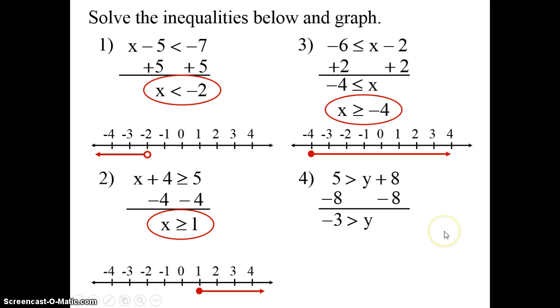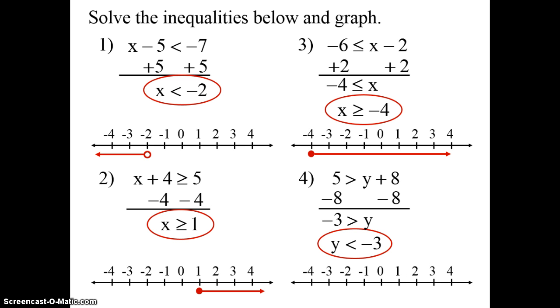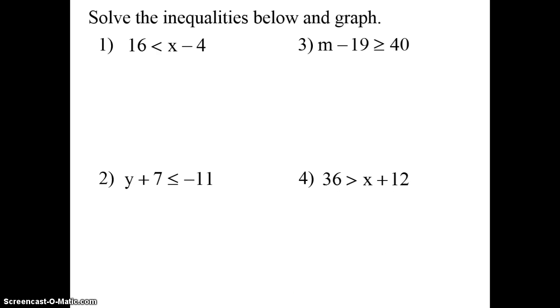Then I'm going to write it properly, so I'm going to put the y on the left side. So I'm going to do y less than negative 3, and I just flipped everything around, the y, the negative 3, and the symbol from greater than to less than. And y is less than negative 3. I'm going to graph it on my number line. I want an open circle at negative 3, and because it's less than, I want to shade to the left.